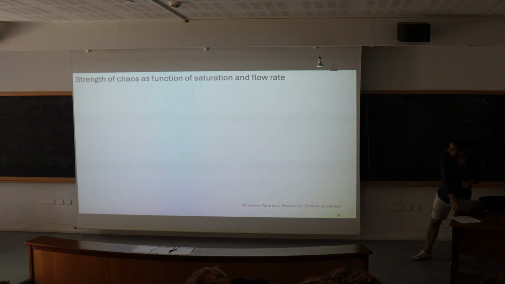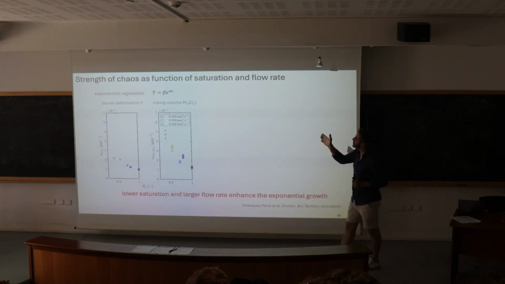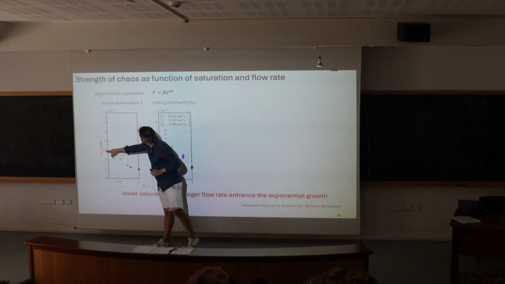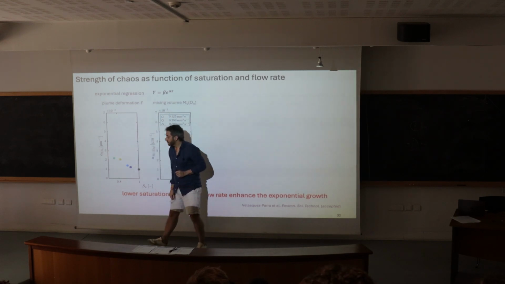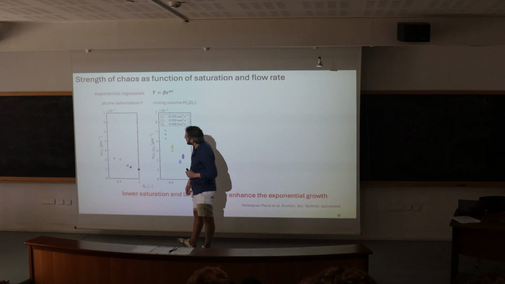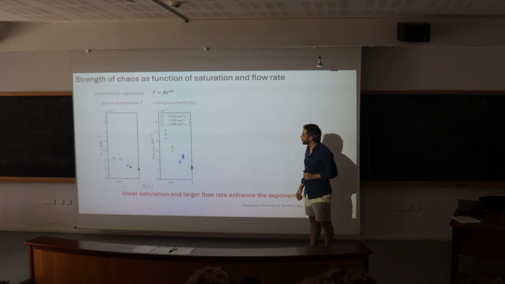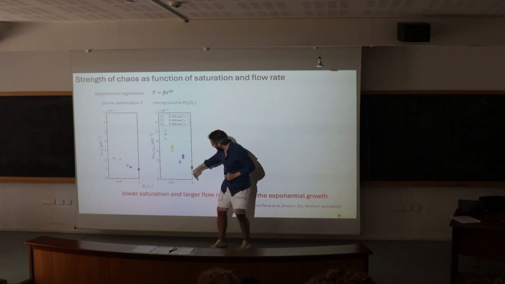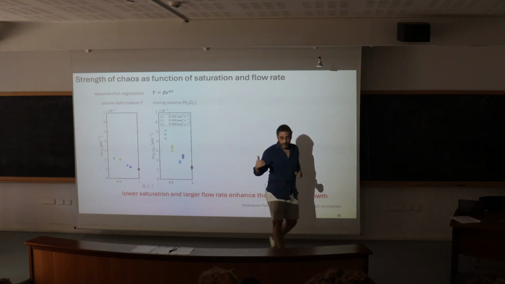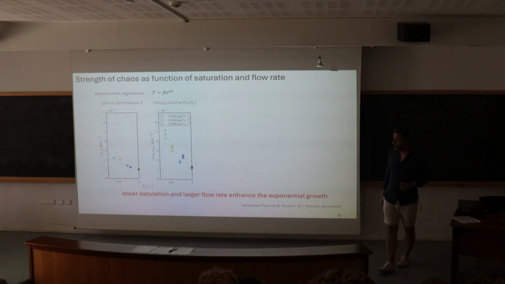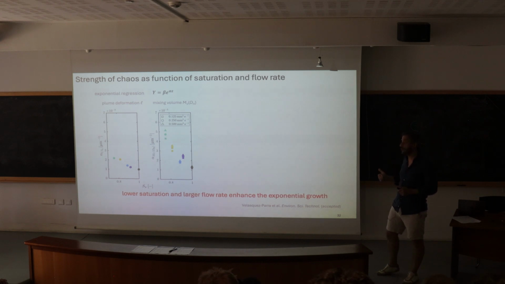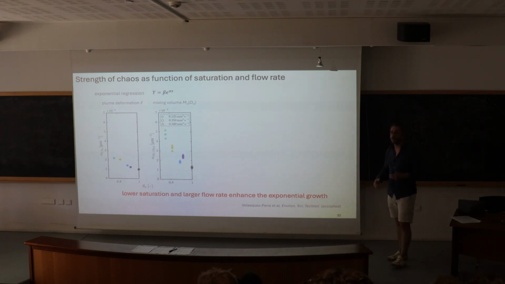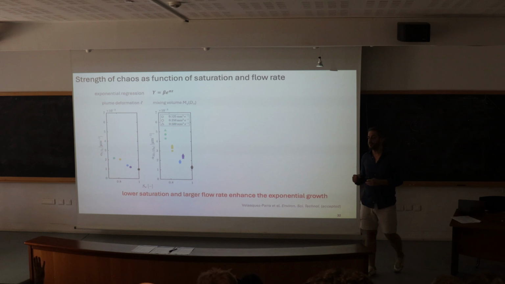So how to measure the strength of that? For that we used an exponential regression, and we demonstrated that alpha in this regression for our interface was increasing when we decreased saturation in our experiment. And as I mentioned before, the mixing volume for different flow rates, different samples, and different degrees of saturation was growing. What we can conclude is that when we decrease saturation in our system, or we have a larger flow rate, we enhance the exponential growth, or the exponential deformation, of the plume within the pore space.